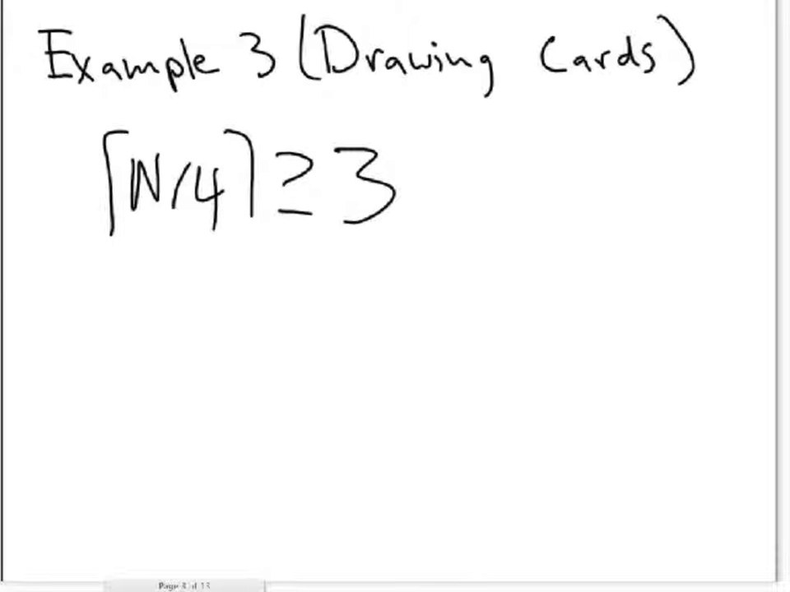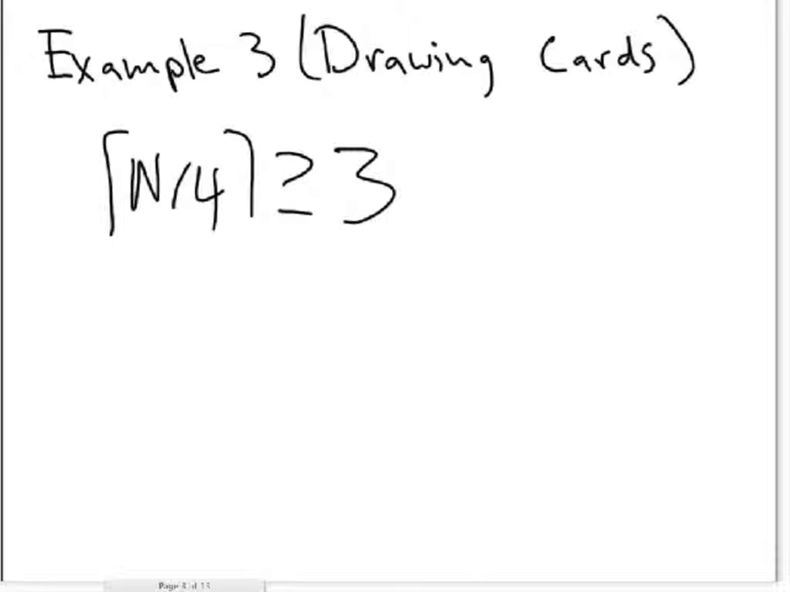And if there are 4 boxes, then there has to be at least ⌈n/4⌉ cards, sorry, in each box. In which case, we now know that at least 3 cards of one suit are selected, then ⌈n/4⌉ has to be greater than or equal to 3. That's what we're trying to find out.